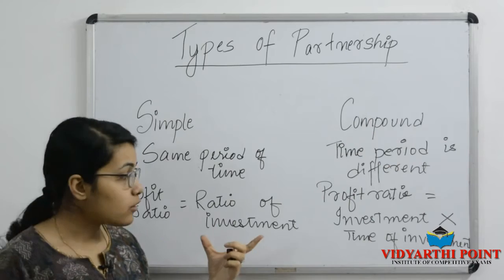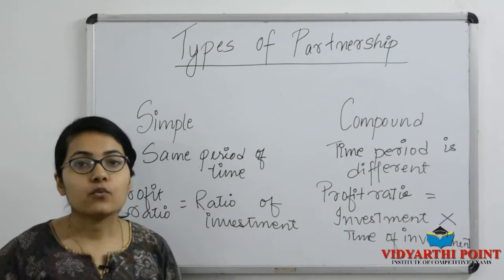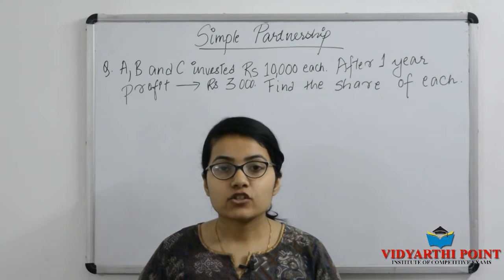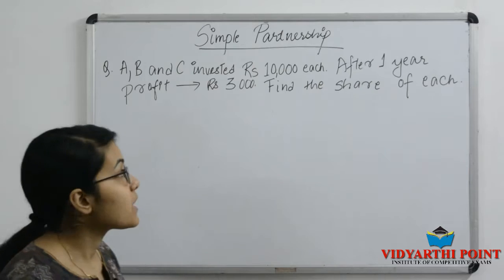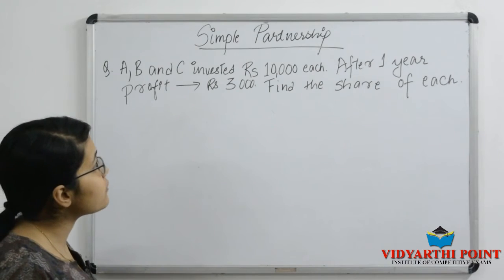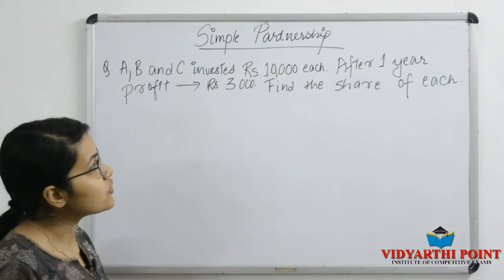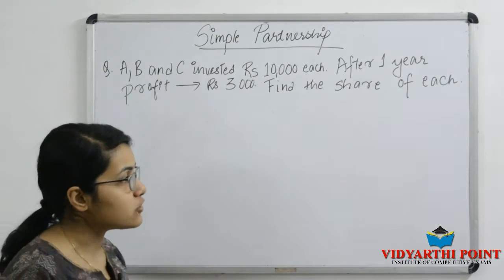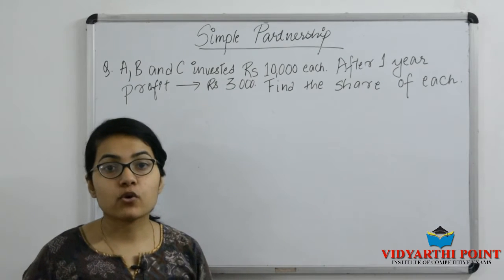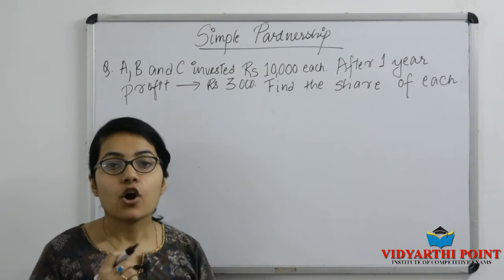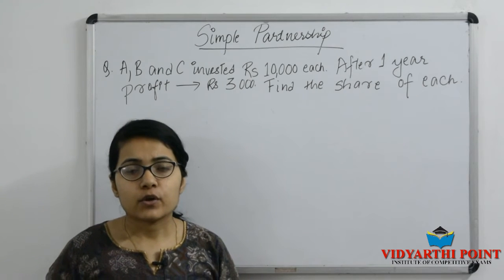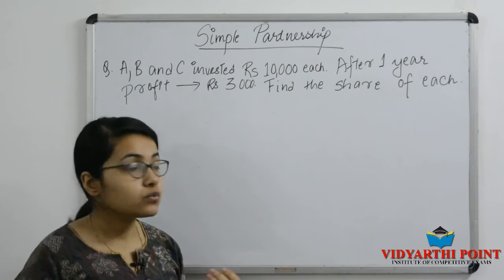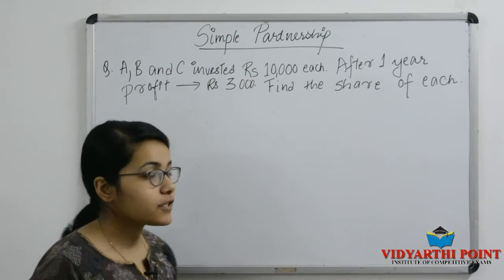Now, let us solve one example of each so that we can clearly understand these two types of partnership. Now, let us solve a problem of simple partnership. Here the question is: A, B and C invested rupees 10,000 each. After 1 year, profit is rupees 3,000. Find the share of each. This is a case of simple partnership. So, here the time duration is same, that is 1 year or 12 months. Now, their investment is 10,000 each. We have to find the share of each.